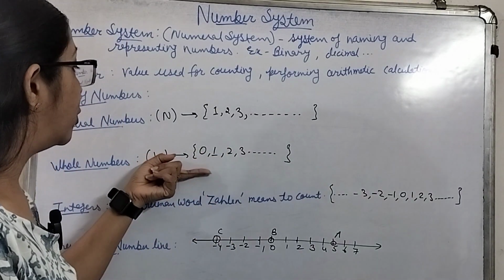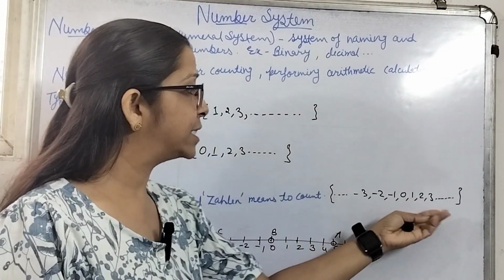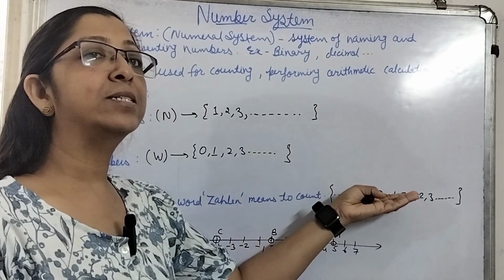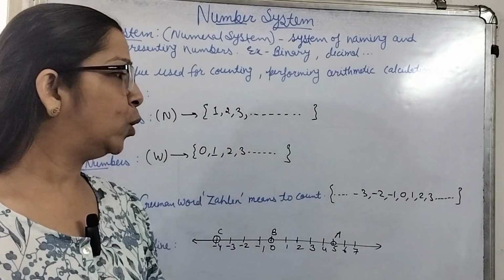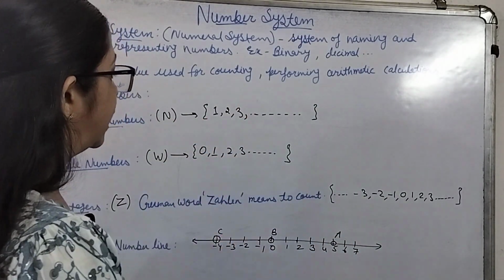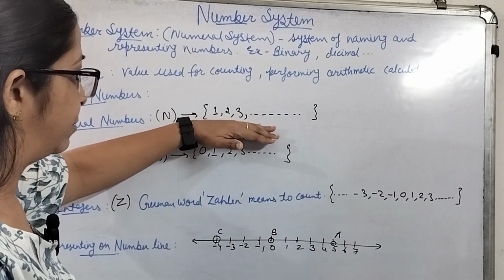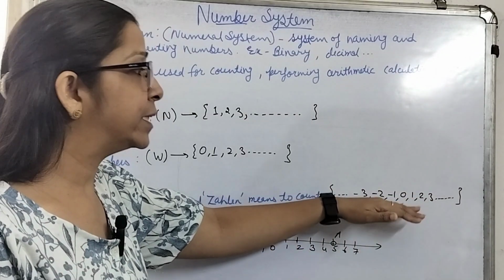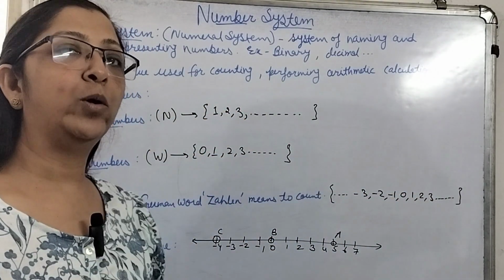Similarly, all the whole numbers are your integers, because 0, 1, 2, 3, all these are part of your integers also. But all the integers are not natural numbers, nor are they whole numbers. So we can easily conclude that all the natural numbers and all the whole numbers are integers, but all the integers are not natural numbers and not whole numbers.